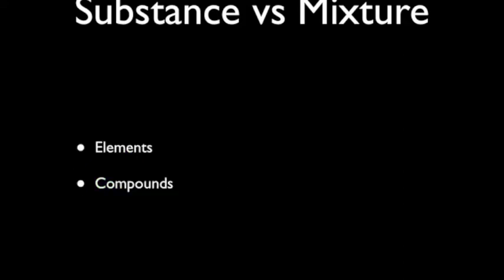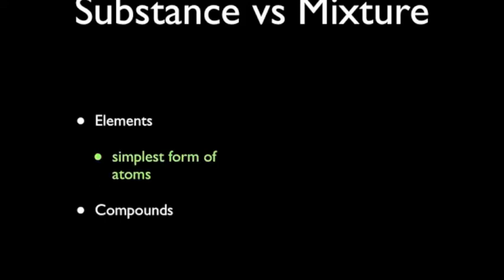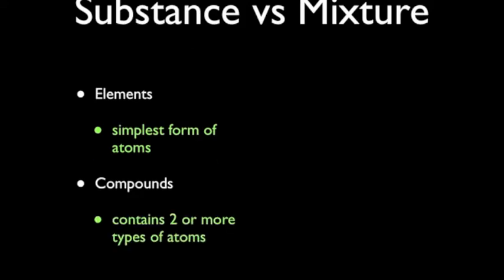The two major subcategories under pure substances are elements and compounds. Elements are the simplest form of atoms, and atoms of a particular element are unique to that type of element. Compounds contain two or more types of atoms that are bound chemically. Substances cannot be broken down further by physical means. They are as simple a form as they can take physically.